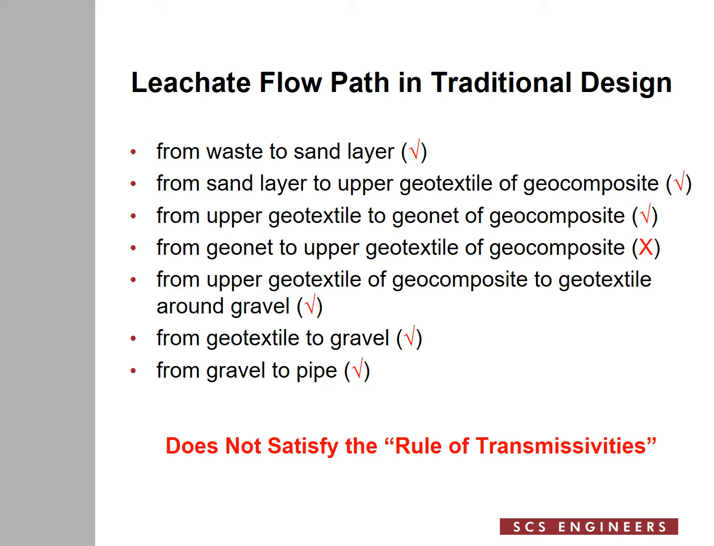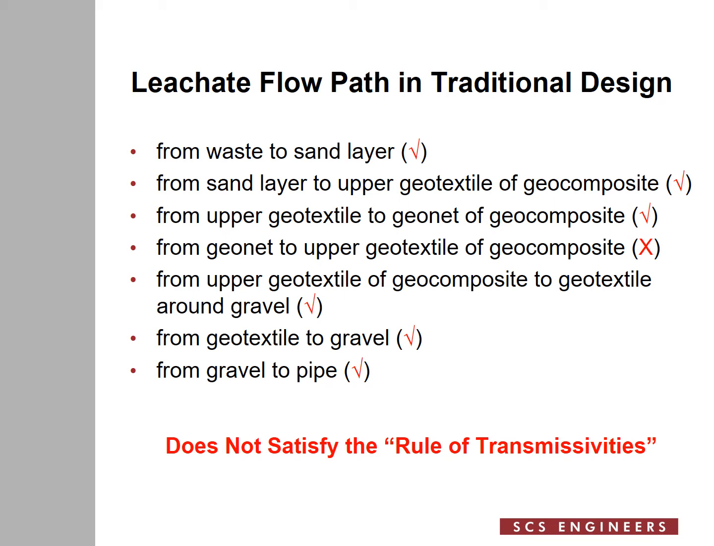Then when it comes into the leachate trench, leachate must flow from geonet through the upper geotextile of the geocomposite. In this case, upper geotextile of the geocomposite has lower transmissivity than the geonet, so it does not meet the rule of transmissivities.